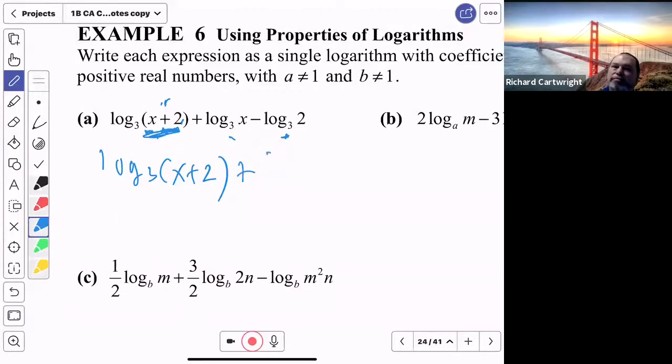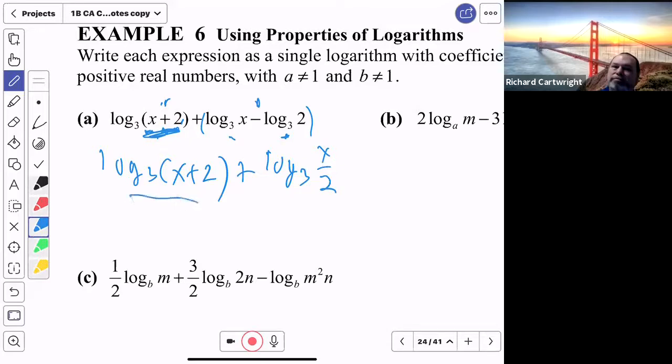How am I going to do it? It's minus. So what am I adding? I'm adding a quotient. I'm adding a log base 3 of x over 2. That's the best I can do with that problem.